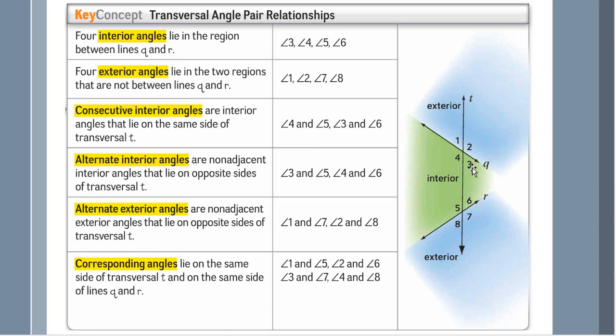Okay? And then you have alternate interior angles. And those are non-adjacent interior angles that lie on the opposite sides of the transversal.